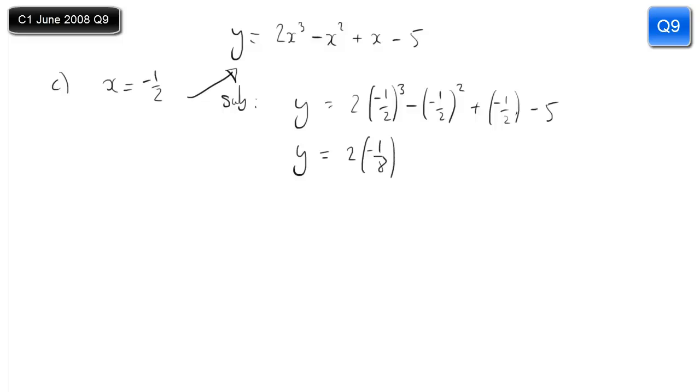Minus a half squared is plus a quarter, but we're subtracting it, so it's minus a quarter, minus a half, minus 5. So 2 lots of minus 1/8 is minus a quarter. So minus a quarter, take away another quarter, take away a half, that's minus 1. Take away 5 from that, it's minus 6. And there is your answer.